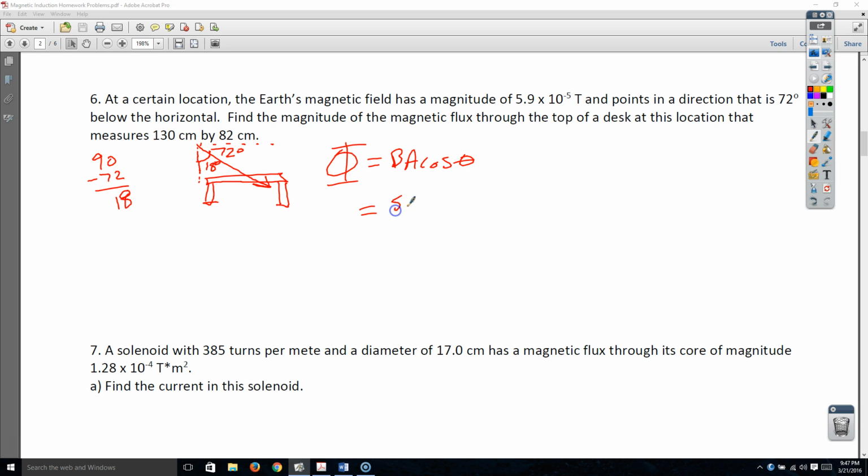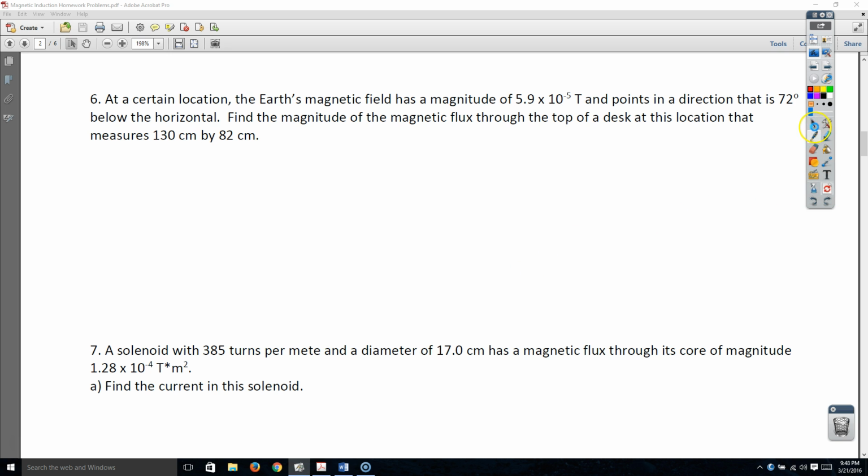So here we've got 5.9 times 10 to the negative fifth Tesla times our area, which is going to be 1.3 meters times 0.82 meters. So these two together, length times width, will give us our area, and then that's times the cosine of 18 degrees, because that's the angle that we need to have with the normal here. And so when we're done, we should get 6 times 10 to the negative fifth Webers.